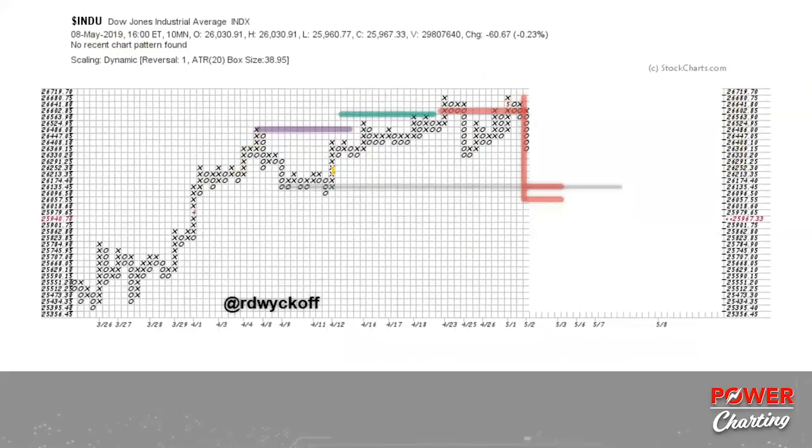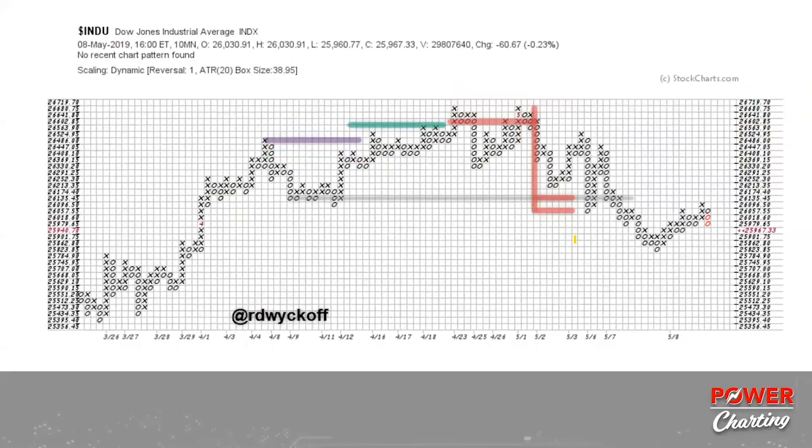Okay, so here again, this is now 10-minute data, but it's the same period, the same thrusts, and ATR scaling is 38.95 and 1-box reversal. And so now we're asking the question, can it get down to this support line and make a sign of weakness? All right, so let's see if that happened. And here's what happened next.